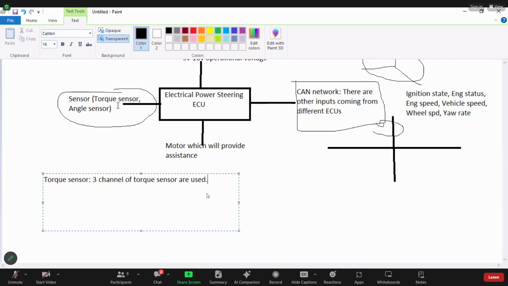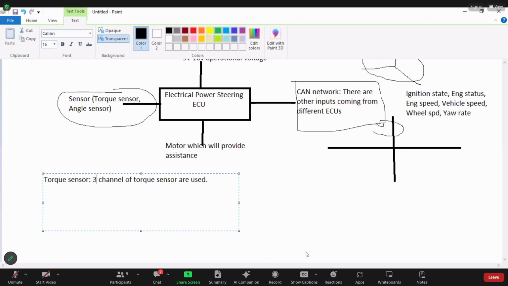So for that reason, if 3 channels of the sensor are used, that means if one channel is not working, at least 2 channels are still working and the ECU can perform its task. Understood? For safety reasons. If we use only one channel of the torque sensor and it fails, then what will happen? The ECU will not get any torque-related sensor input. Got it, guys? Understood now? For safety reasons, we are using multiple channels of the same sensor.